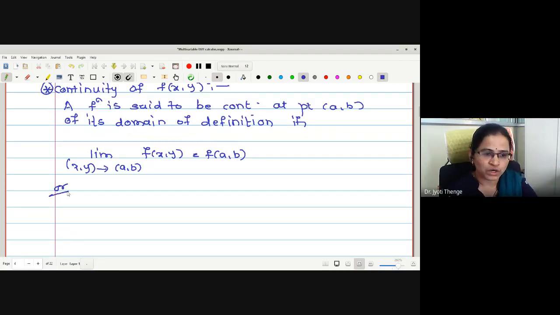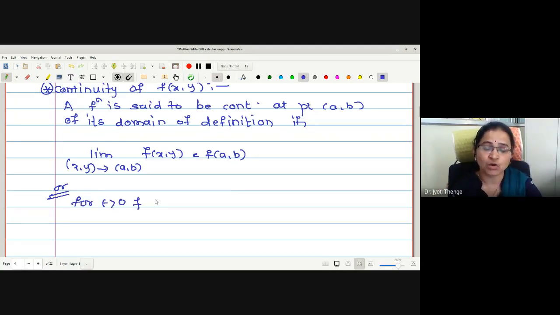Okay, or what is the epsilon-delta notation? For epsilon greater than 0, there exists... Now we are not writing delta. Here we are writing a neighborhood.